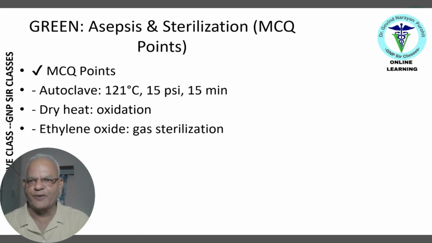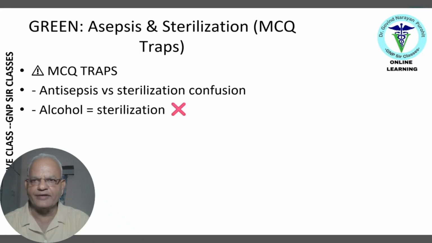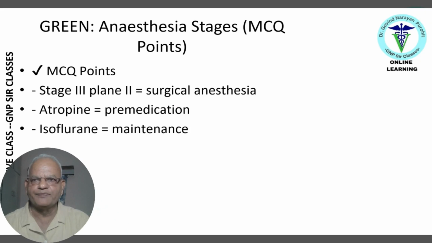Then the next green is asepsis and sterilization. Here are the MCQ points. Autoclave is 121 degrees centigrade, 15-pound pressure and 15 minutes. Dry heat is oxidation, and ethylene oxide is gas sterilization. Here are the traps you must be careful of. Antisepsis versus sterilization confusion. Alcohol is equal to sterilization. No.